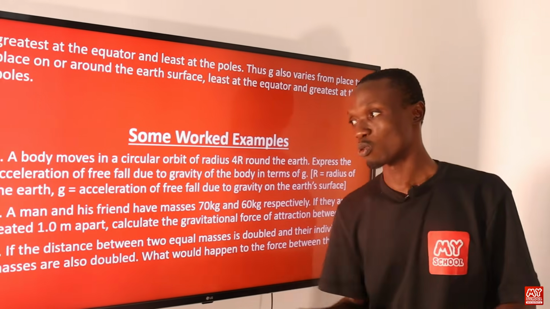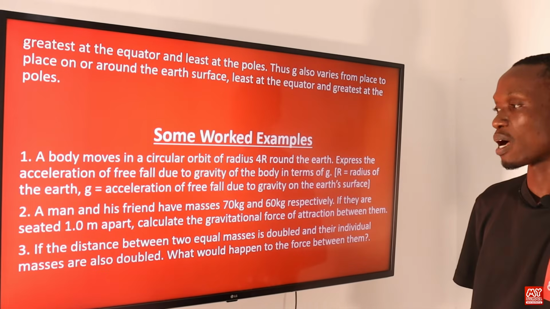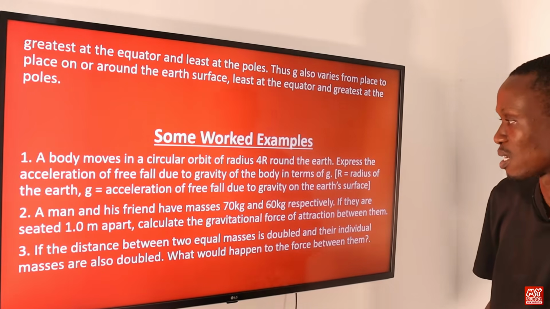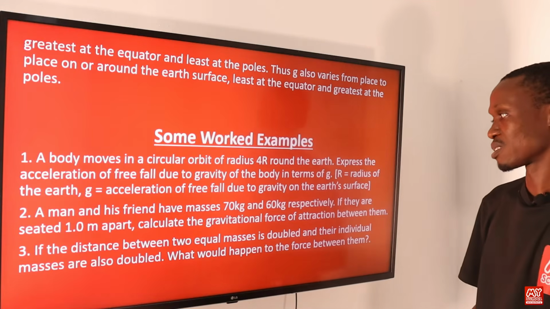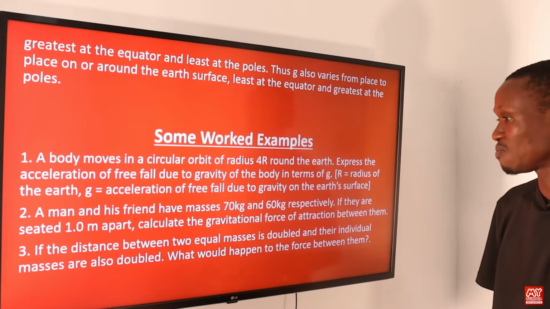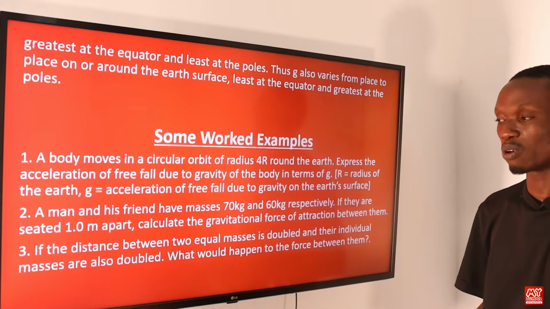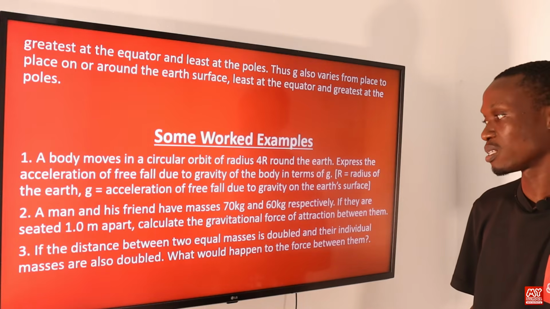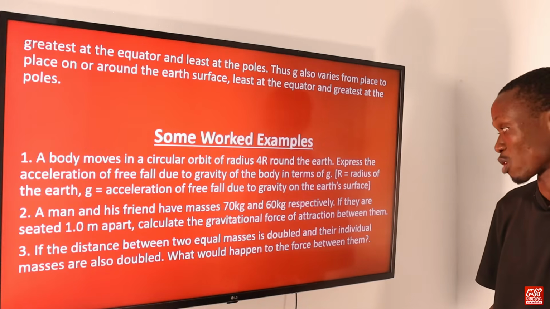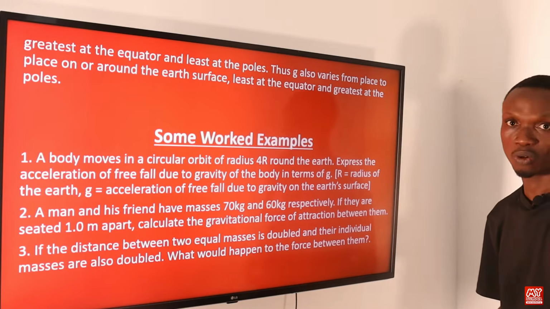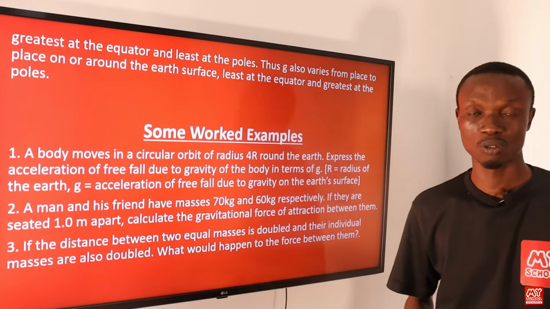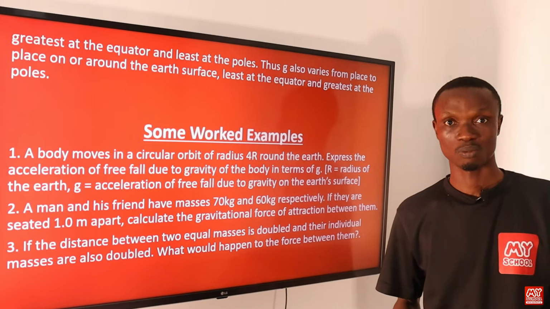So let's move on to example 2. A man and his friend have masses 70 kg and 60 kg respectively. If they are seated 1.0 meter apart, calculate the gravitational force of attraction between them. Okay, so let's move over to the board to provide an answer to this question.